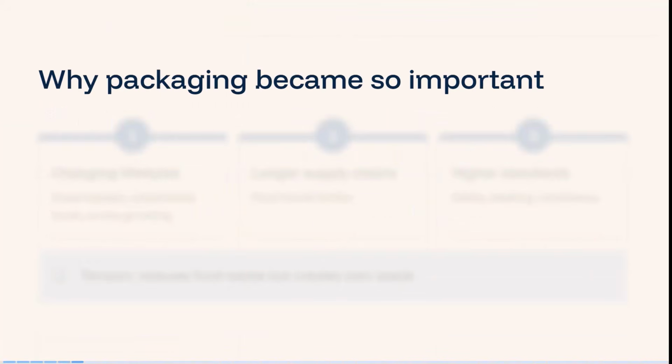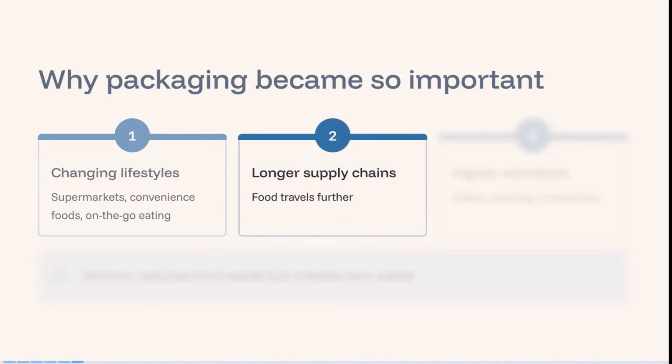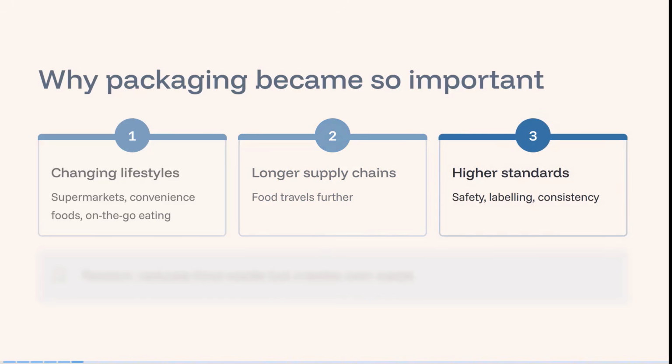So, let's go into some more detail about why packaging became so important, because there are 3 long-term changes that help explain this and where we are today. First off, we have changing lifestyles. So as supermarkets, convenience foods, ready meals, and on-the-go eating became more common, packaging became central to how food is bought and used. Now, the second is longer supply chains, that we mentioned in the history section. Food now often travels further than it once did, which increases the need for protection, shelf life, and reliable handling. Finally, we've got higher standards. Customers and regulators now expect food to be safe, clearly labelled, and consistent, so packaging has to support compliance as well as practical use.